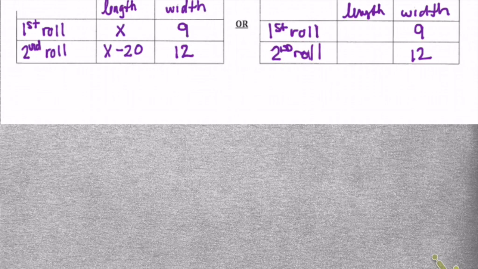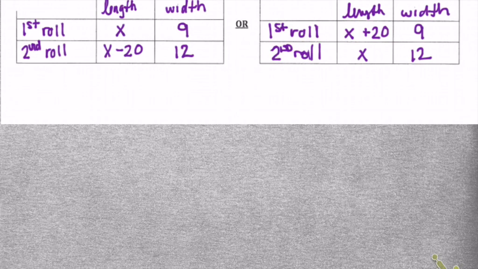And you may have thought about, okay, that the first roll was 20 feet longer, so that's going to be plus 20. If the second roll is X, then the first roll is X plus 20. And you can look at that either way. It's just going to depend on which approach, what your equation looks like. So let's go back to the first one and think through that.